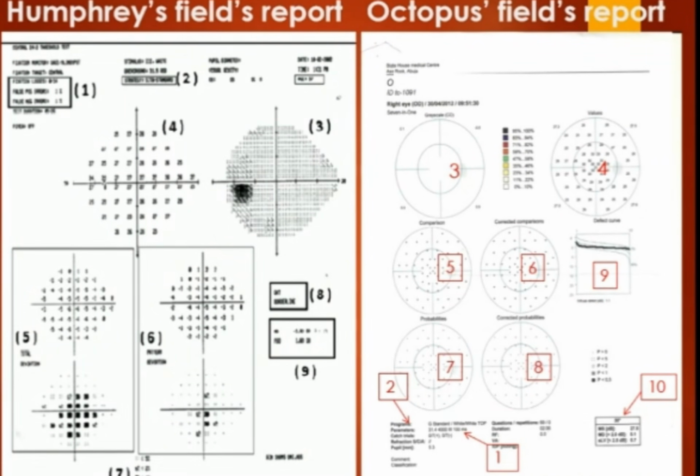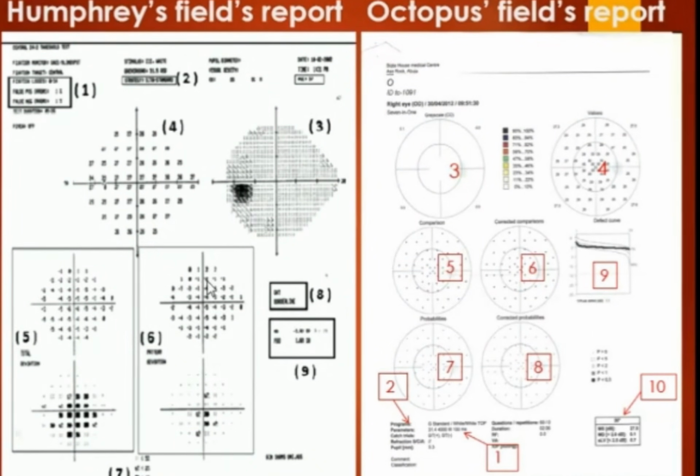So these are the printouts side by side. The first one is the Humphrey, and then the second one is the Octopus. So you can appreciate the grayscale. Here it's showing us figures, and then the Humphrey is showing us dark patches representing the depressions seen. So look at the sensitivity plots for Humphrey, and then you see values for Octopus. Then this is the total deviation for Humphrey. Here is the comparison for Octopus.